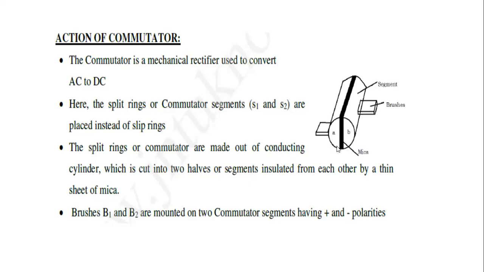The split rings of the commutator are made out of a conducting cylinder which is cut into two halves. This is the first half, named A, and this is the second half, named B. The cylindrical commutator is cut into the A part and the B part by a thin sheet of mica.